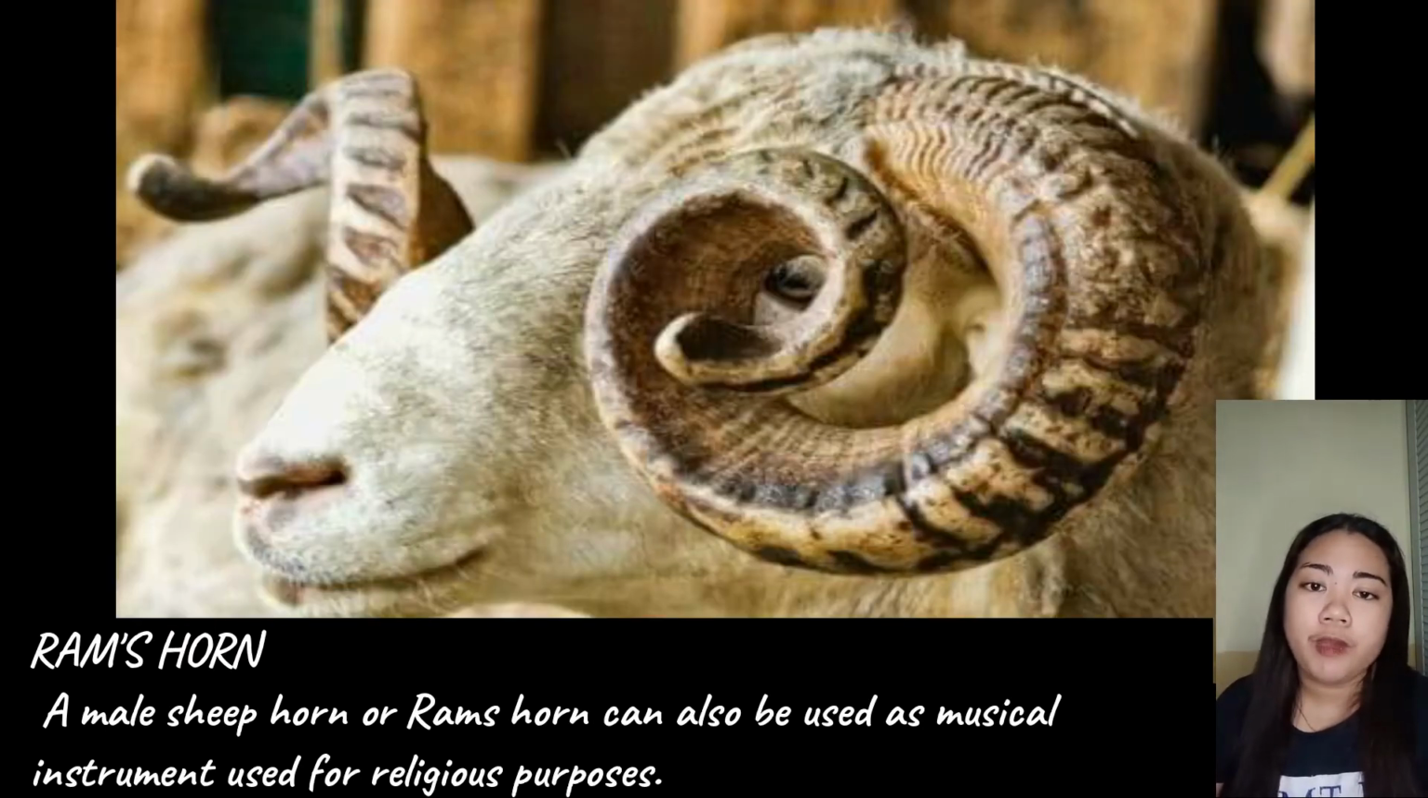Next is spirals in animals. This is a ram's horn. A ram's horn or a male sheep horn can also be used as a musical instrument for religious purposes.